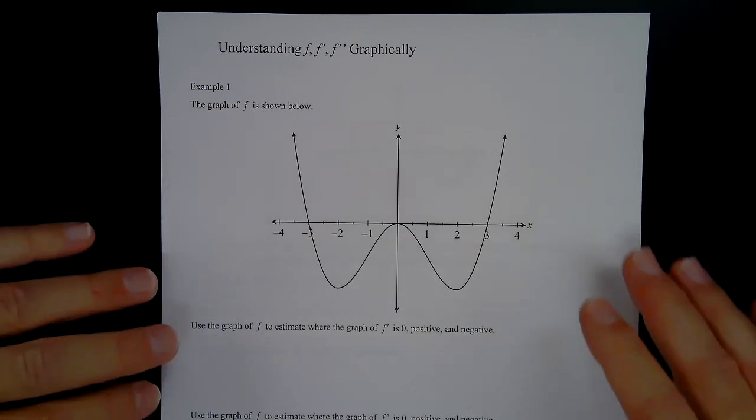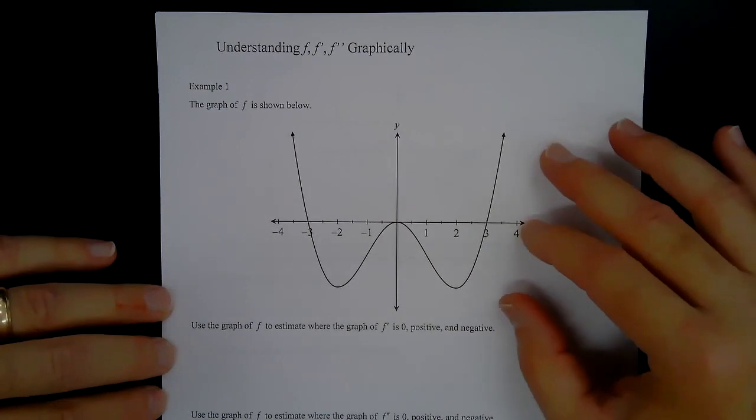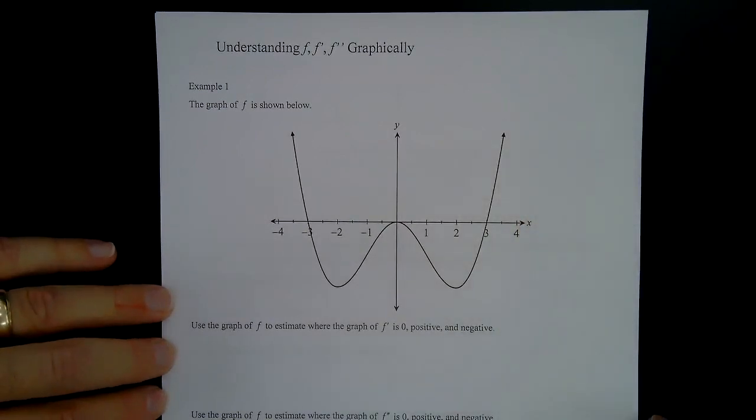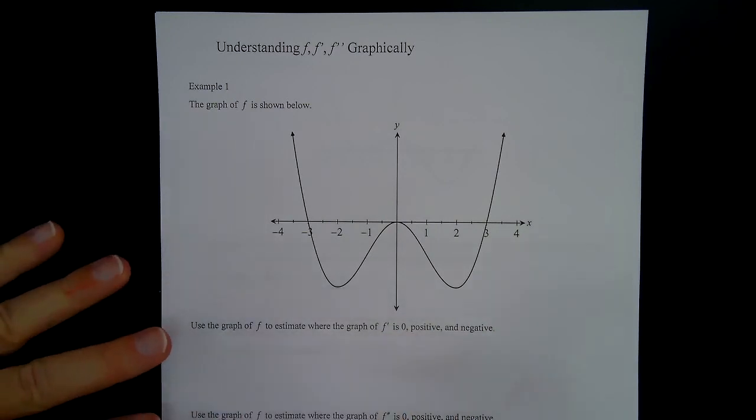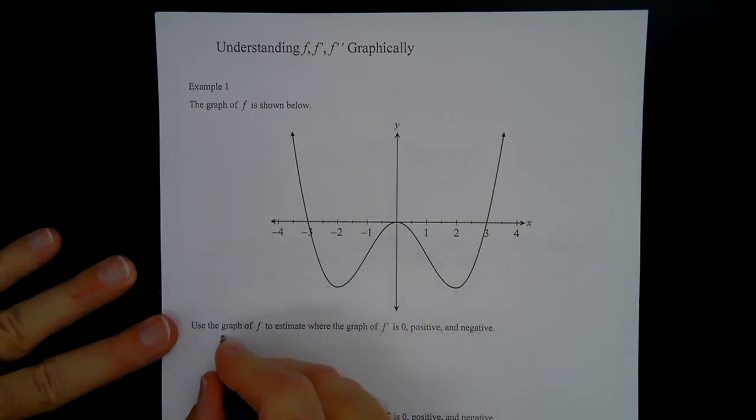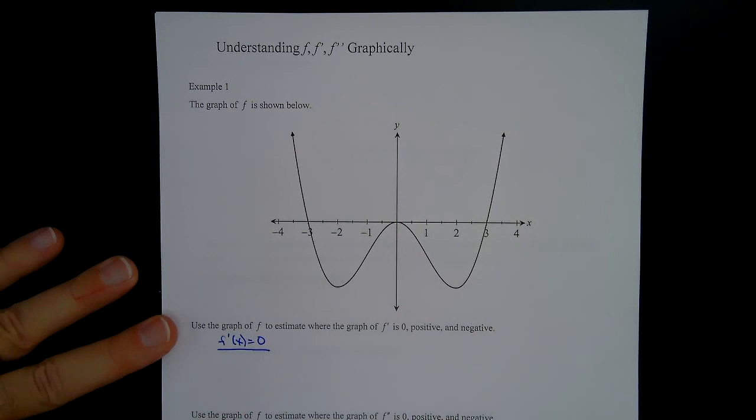So here's the graph of f. This is the graph of f. Okay. And so use the graph of f to estimate where the graph of f prime is 0, positive, and negative. So let's start on f prime. Where is f prime? Where is it 0? So I'm going to write here f prime of x equals 0.